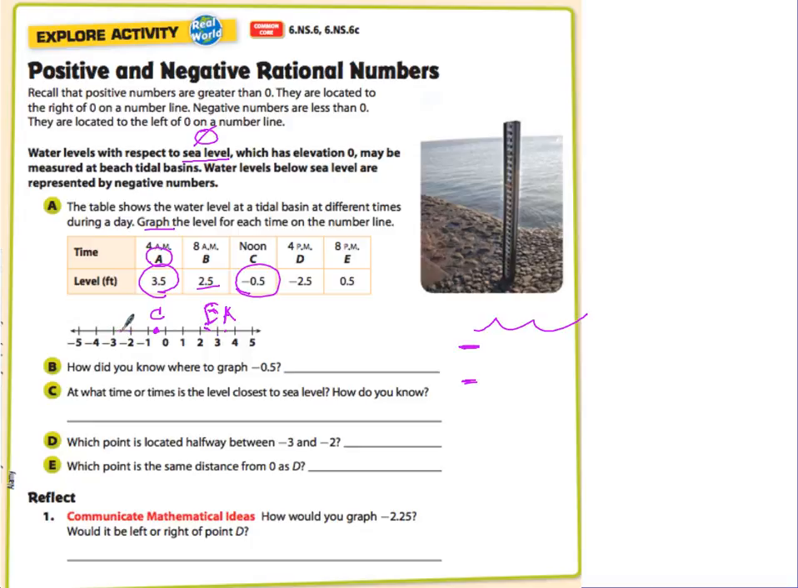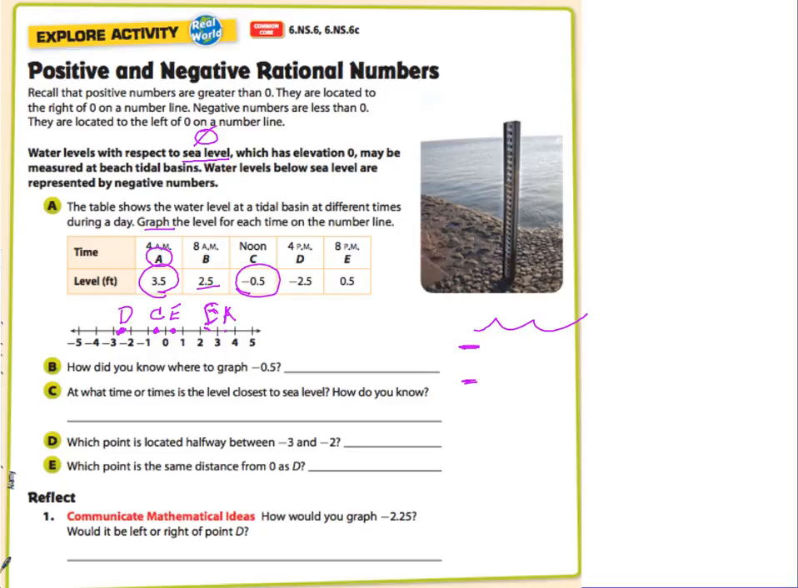So we have to remember that it's still going to be between 2 and 3, but it's going to be to the left on the number line. Okay, so that -2.5 is right here in the middle between -2 and -3. And then E, at 8 p.m., it was at half. So that half is going to be between 0 and 1, and that is represented by E.